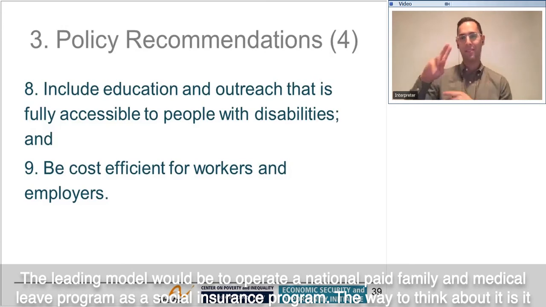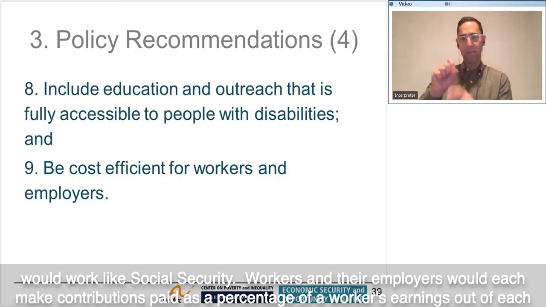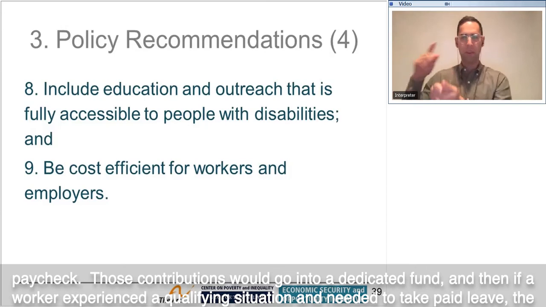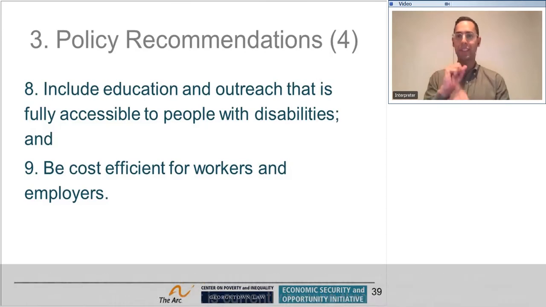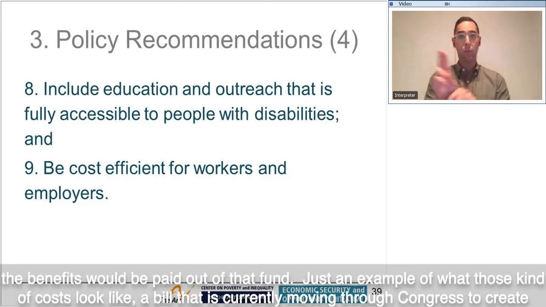And the easy way to think about this is that it would work like Social Security. Workers and their employers would each make contributions paid as a percentage of a worker's earnings out of each paycheck. Those contributions would go into a dedicated fund, and then if a worker experienced a qualifying situation and needed to take paid leave, the benefits would be paid out of that fund.